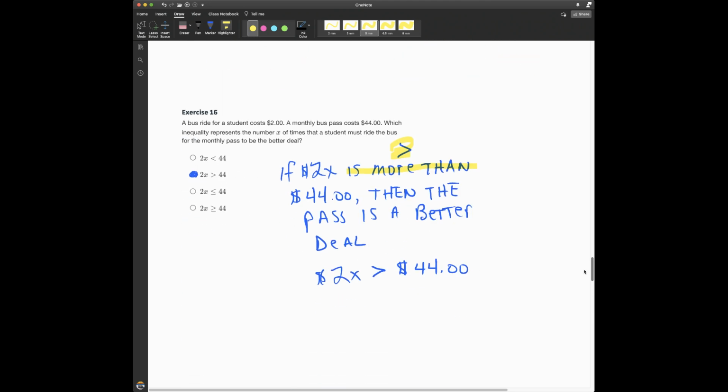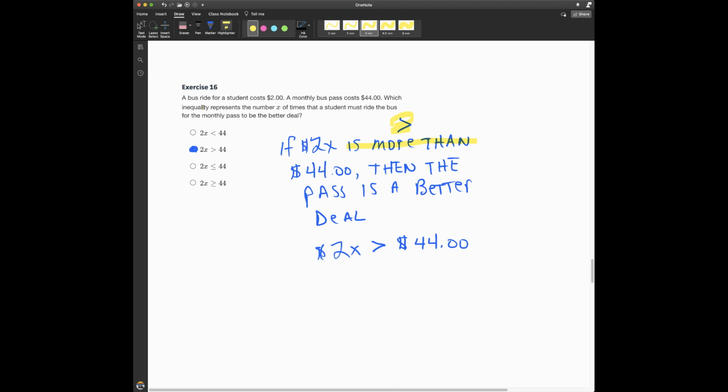All right, number 16. A bus ride for a student costs $2. So every time you ride the bus, it costs $2. If you ride the bus 10 times, you just spent $20. You could get a monthly pass where you could ride the bus as often as you want, and that costs $44. So which inequality represents the number x of times that the student must ride the bus for the monthly pass to be a better deal?